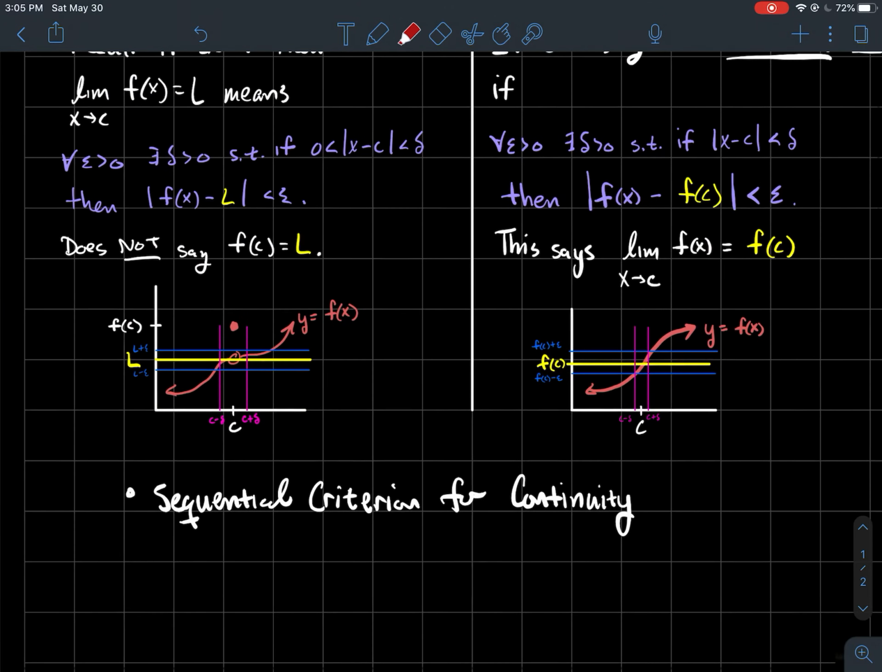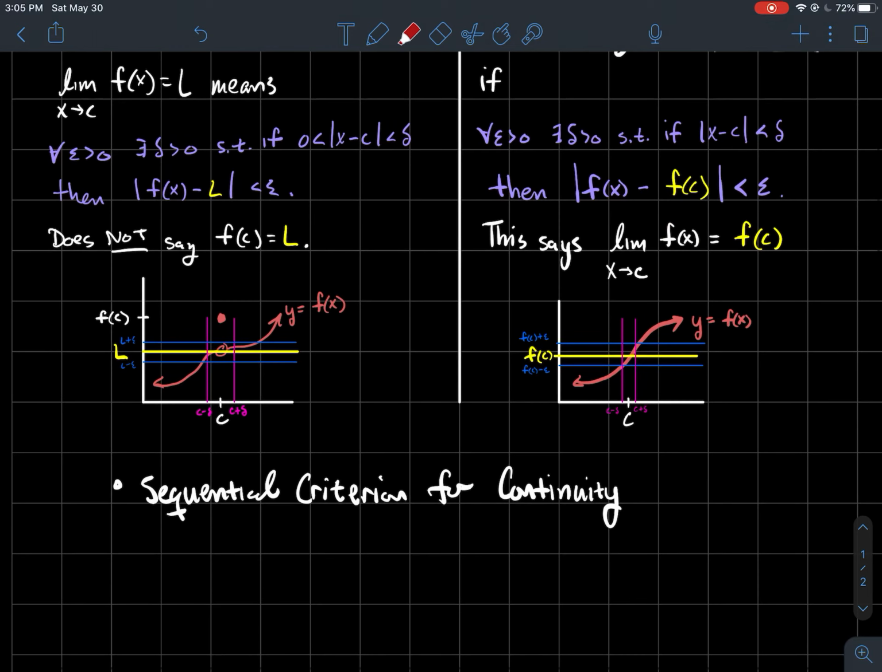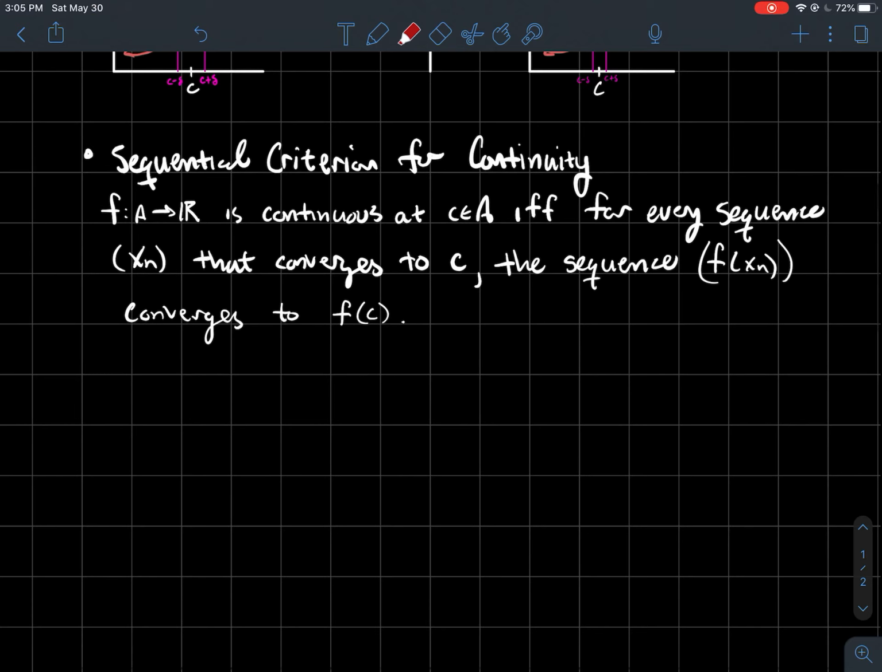Cool. All right, so there is a sequential criterion for continuity, which probably isn't too hard to believe. How come? Because there is a sequential criterion for limits that we talked about, and continuity is based off this idea of a limit, where the limit is actually the output of the function. So what is the sequential criterion for continuity? Again, your function is continuous at a point c in your domain if and only if for every sequence x_n that converges to c, the sequence of outputs f of x_n ought to converge to the output f of c.